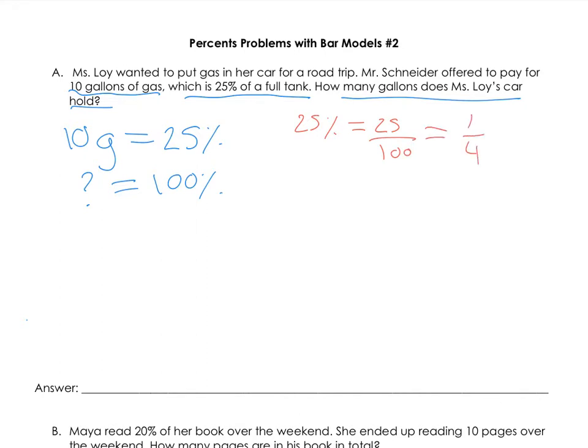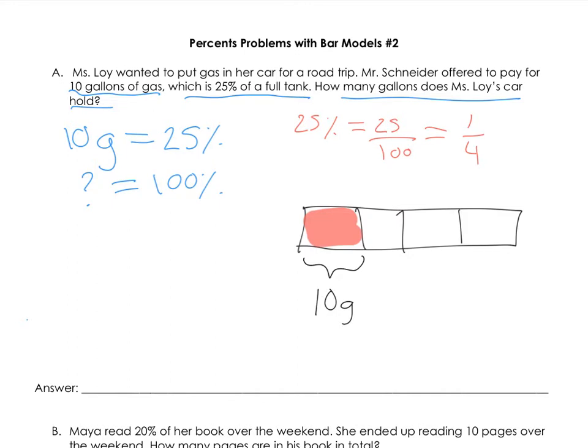And we can create our bar model. Let's draw our bar. We can chop it into 4 pieces. We're going to shade in just one piece, this piece right here. And what do we know? We know that 25%, which is this piece right here, that's 10 gallons of gas. So what we notice is that this 10 gallons fits this entire piece. So we can write inside this piece, this is 10.